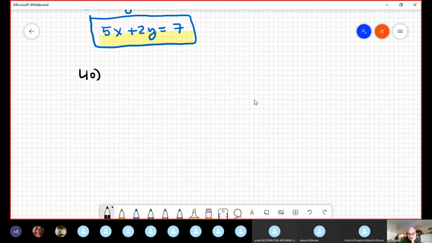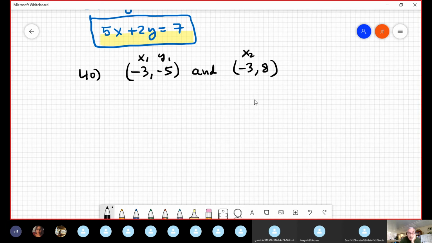40 is minus 3, comma negative 5, and negative 3, comma positive 8. Again, x1, y1, x2, y2. The formula for the slope is this. To replace, plug it in.